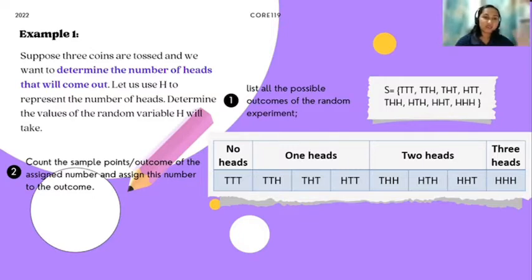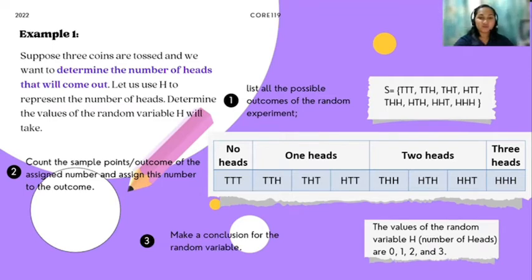If we assign numbers to these outcomes, considering the number of heads for each sample point, we can say that the values for the random variable H, which is the number of heads, are 0, 1, 2, and 3. So if we count the number of heads, we have 0, 1, 2, and 3. Thus, this random variable H will take the numbers 0, 1, 2, and 3.